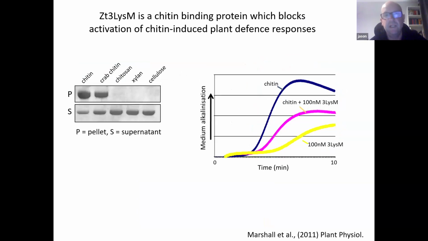Many years ago, in collaboration with Bart Thomma, we characterized that protein and showed that it is actually a chitin binding protein. Chitin is one of the major constituents of the fungal cell wall, which is also a PAMP in terms of plant defense response induction. And ZT3 LysM binds very specifically chitin and not other complex carbohydrates. We also showed some time ago that if you introduce the protein into a chitin elicitation assay, it will dampen down that elicitation. So it is a well-known chitin binding protein.